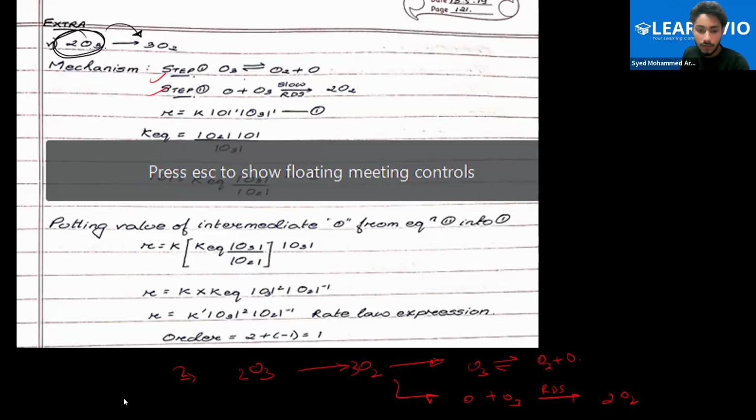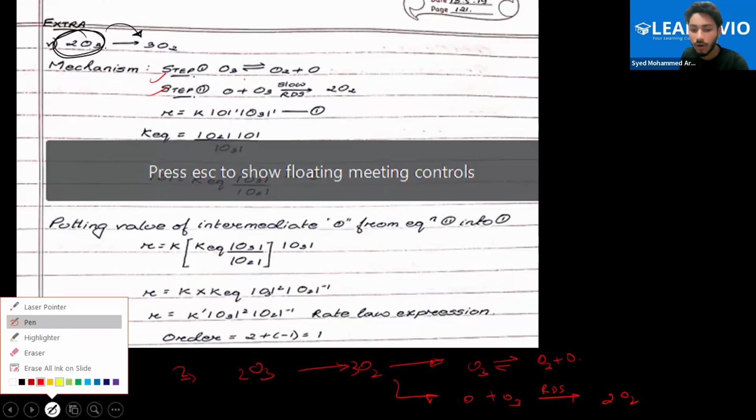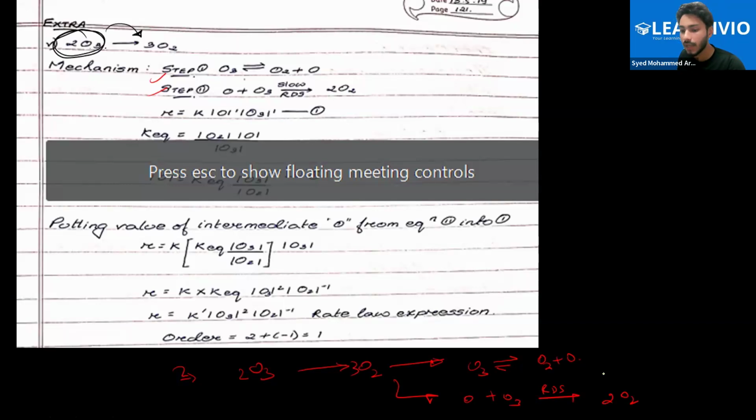Now the first thing, I want to apply the law of mass action. Where do I have to apply it, in step 1 or step 2? Step 2. So apply the law of mass action: R equals K2 multiplied by O to the power 1, O3 to the power 1. Is it correct? Yes. Now see, this is your next.